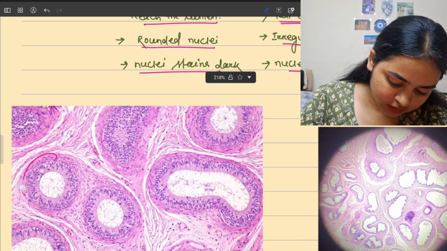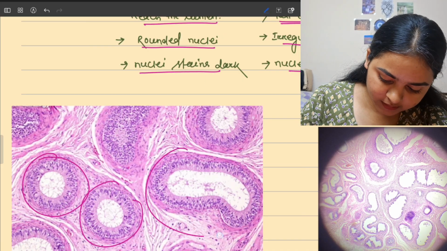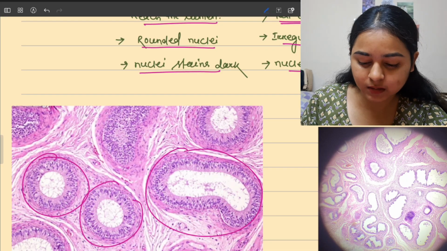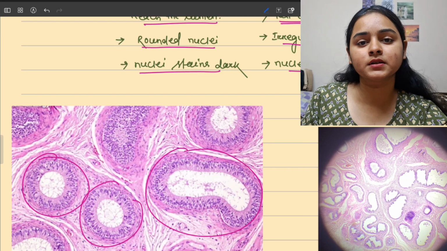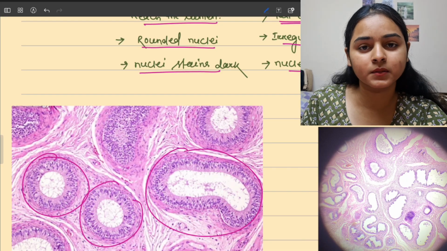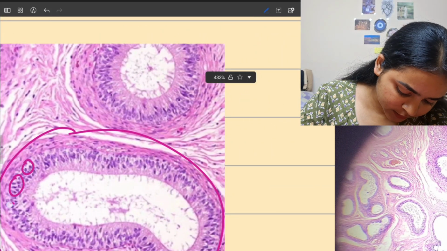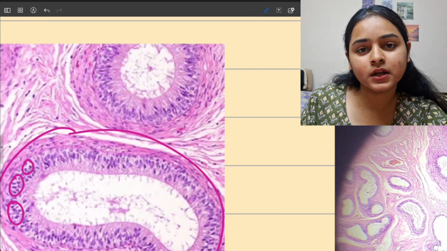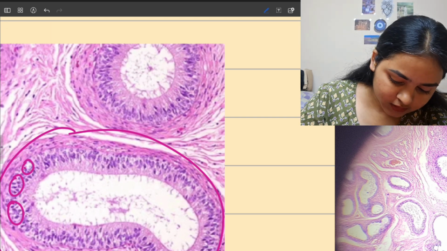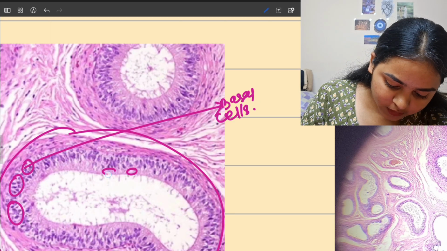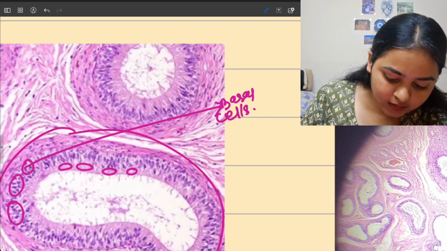So can you see these are the tubules of epididymis present? These are the tubules of epididymis, and you can easily identify the basal cell and the principal cell from the staining of the nucleus. So you can see these are the darkly stained nuclei. The darkly stained nuclei are of the basal cells. So these are the basal cells. These are the basal cells. And towards the lumen, you can see these are the lightly stained cells.